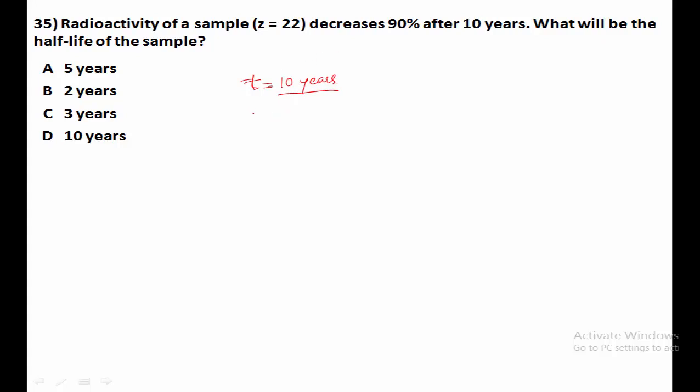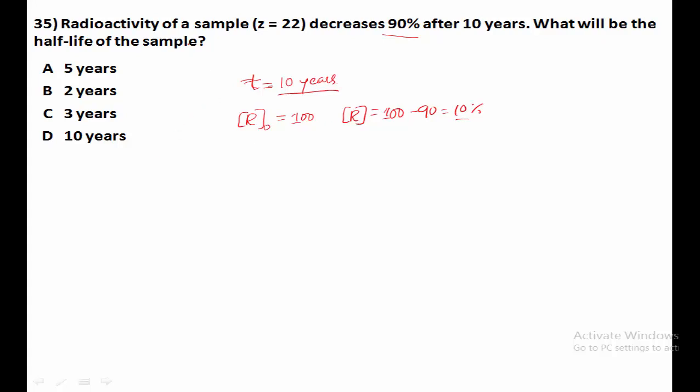Here the concentration has decreased by 90%. Then what would be the initial concentration? Suppose R0 is the initial concentration. Let us consider the initial concentration as 100 and the final concentration after 10 years. Decreased by 90%, so initially it is 100%. Now 90% of that is decreased. So how much will remain? 10%. So initial concentration is 100 and final concentration is 10.